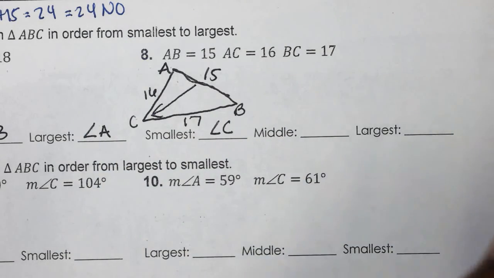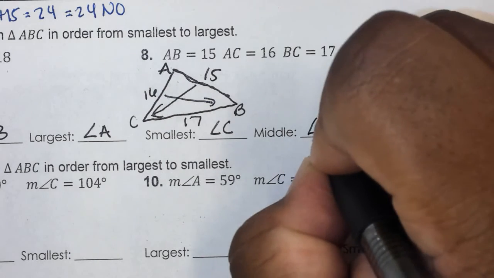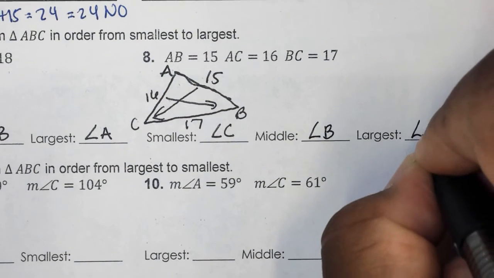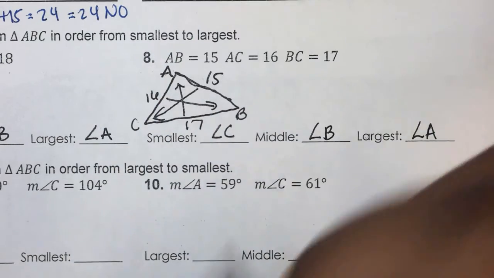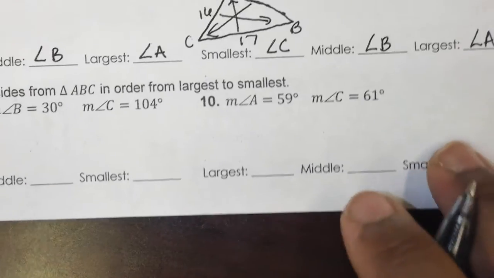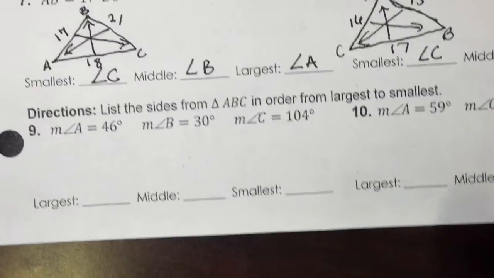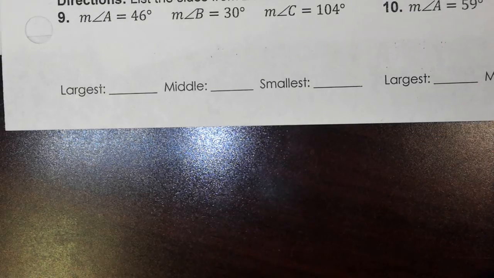What's my middle one, Zoe? Angle B. And then largest is angle A. Won't always end up that way, so don't think that's how they're gonna end up. They will be mixed. That's just how these two worked out. So that's finding your angles, smallest to largest.